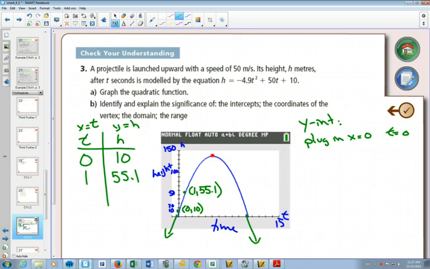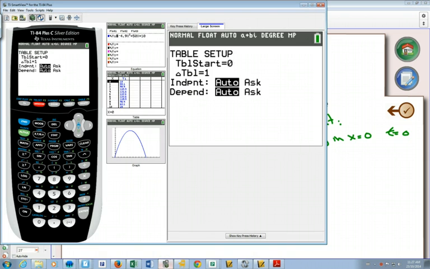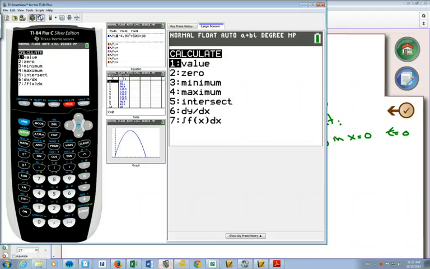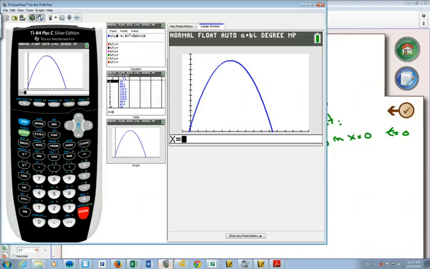Now, this one you should be able to do just by plugging it in. However, if you have trouble with that, you can also do it on your graphing calculator by going second, calculate, and number 1 is value. What that does is it says plug in an x value. We want to plug in 0 for x and see what our calculator tells us, and it tells us that y is 10. It does it for us.